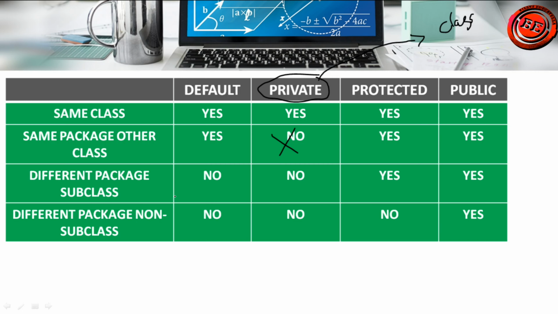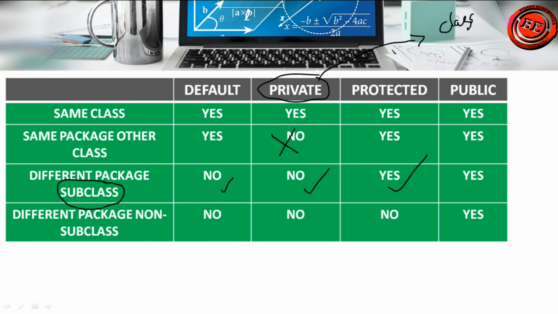Different package and subclass. Default cannot be accessed in another package, so here we take it as no. Coming to private, it cannot be accessed in another package, so here I consider it as no. Coming to protected, it is represented as subclass, so protected can be accessed in the different package because inheritance occurs in this package. And coming to public, public can be accessed anywhere in any package.